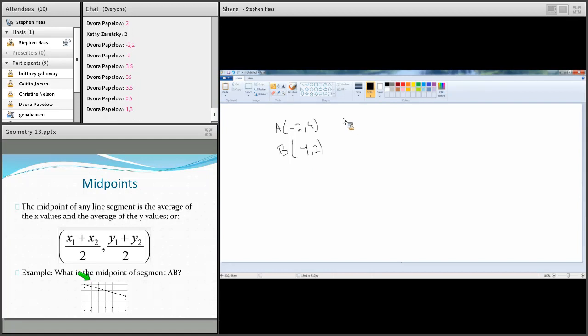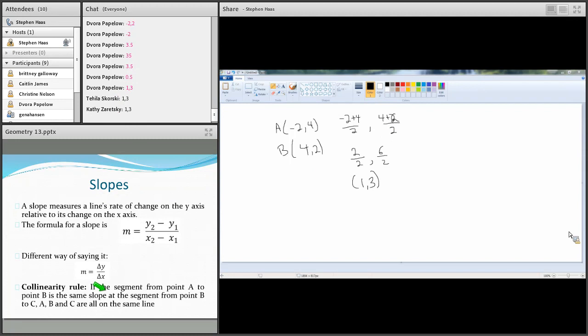Midpoint would be the x values added, negative 2 plus 4 divided by 2, and the y values added, 4 plus 2 divided by 2. So that would be 2 over 2 and 6 over 2, so I see 1, 3 as being the midpoint. Okay, right there, and you can see it's right on the line. That's the 1, 3, and you can tell it's the midpoint just by looking at it, but it also is confirmed.